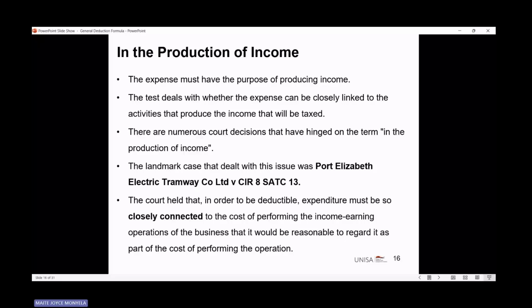And we also have a court case that deals with it, where they held that expenses must be closely connected. It must be closely linked to the activities. So you must link the requirement of Section 11A under production of income and the court case. The closely linked, closely connected must be in the answer when you're answering the question.